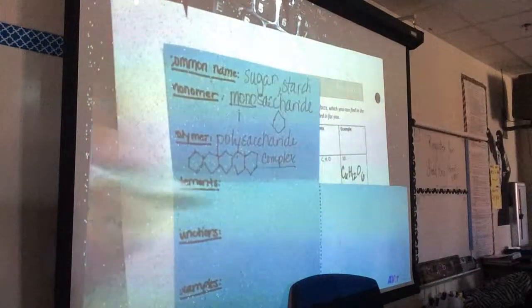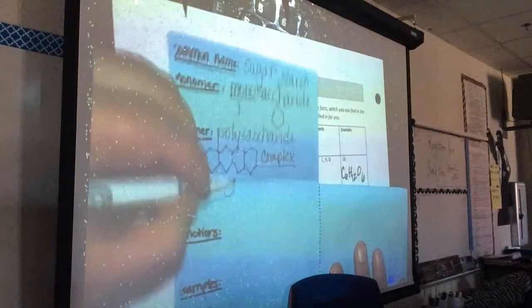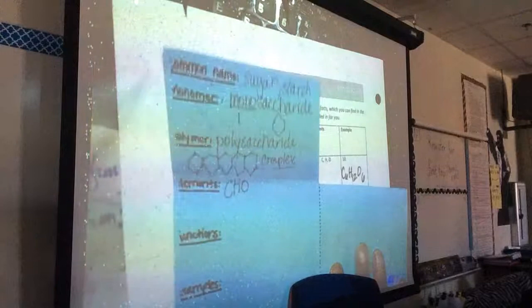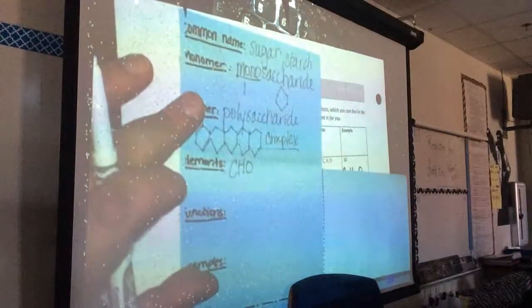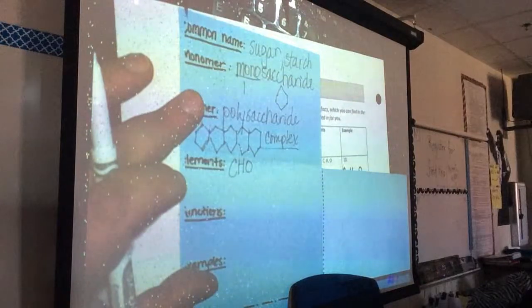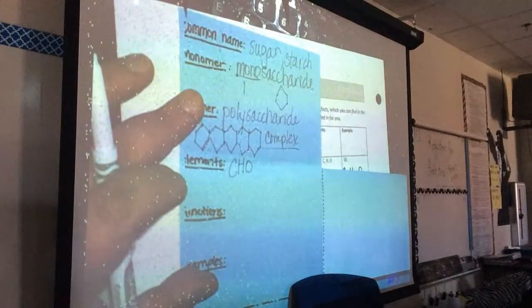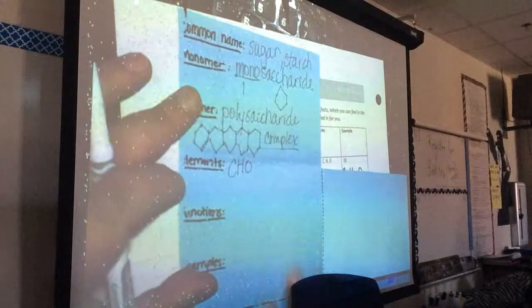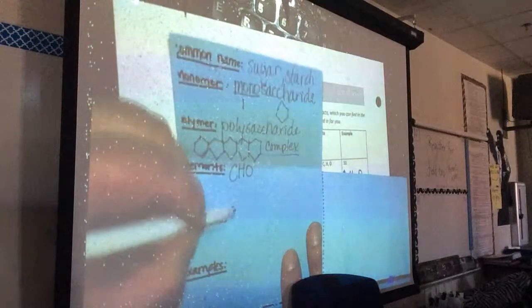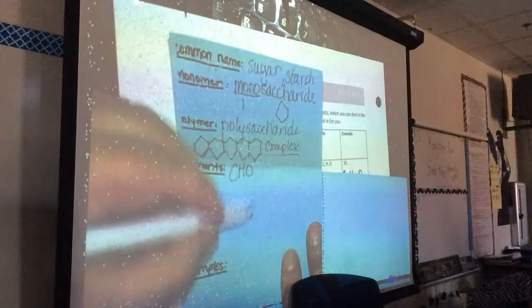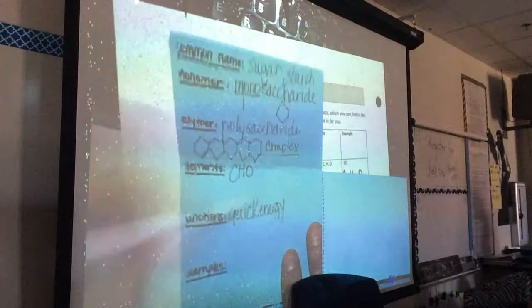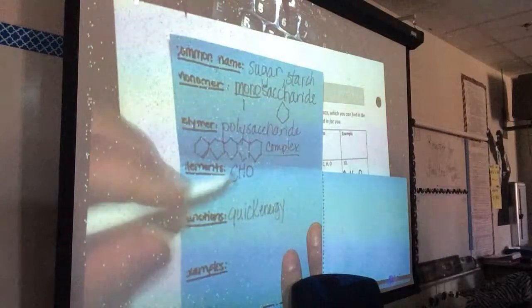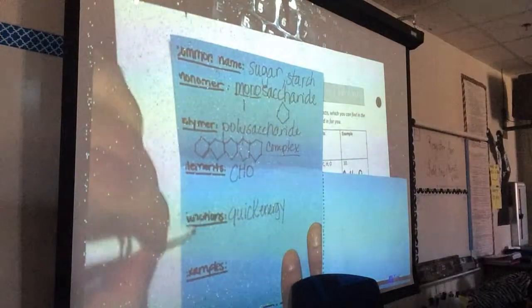The elements are C, H, and O. It functions for quick energy, and cell walls, but only in plants.